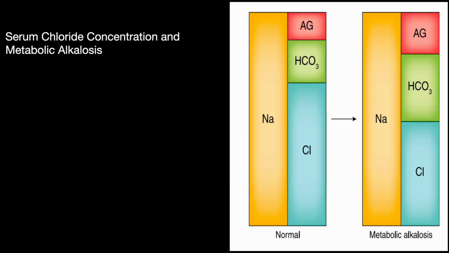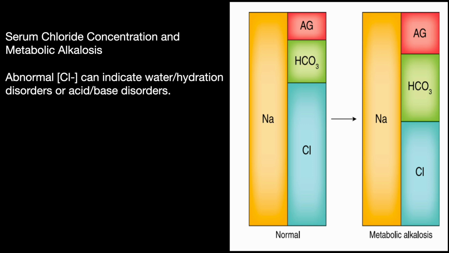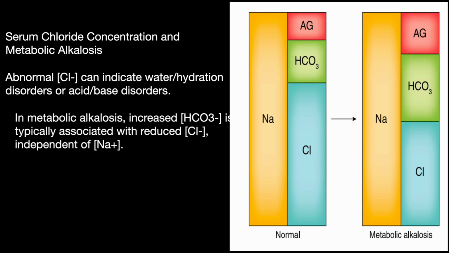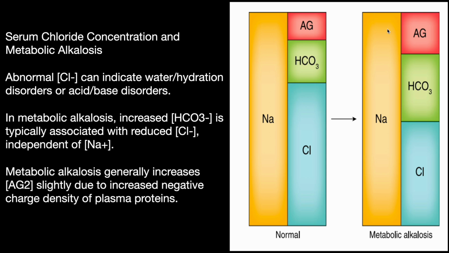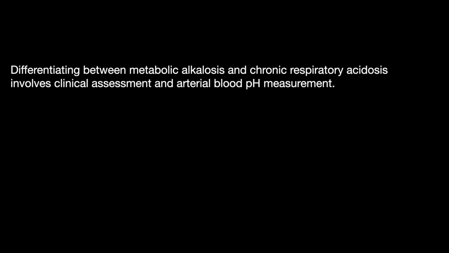The other important thing that we must know is the serum chloride levels. Usually the chloride levels will be reduced, and it is this chloride level reduction which is causing the metabolic alkalosis. And in metabolic alkalosis, the increased bicarb is usually associated with chloride decrease despite the sodium remaining the same. You do find an increase in the anion gap because of the plasma protein's contribution in a reduced volume increases the negative charge.